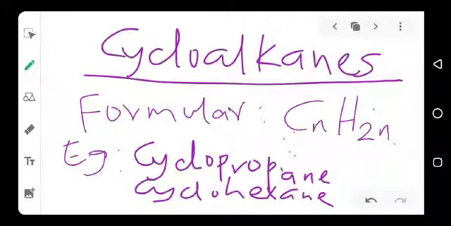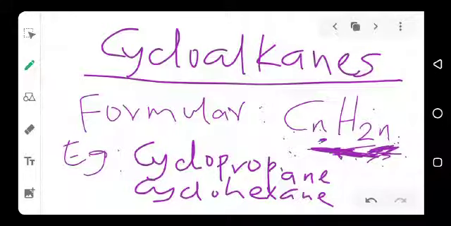Now we talk about cycloalkanes. Cycloalkanes have the general formula CnH2n. This means that for every carbon atom in the cycloalkane, there are 2 times as many hydrogen atoms present in the same cycloalkane. So this is the general formula. If you put 1 here, it should be 2 times 1 of hydrogen. If you put 2 here, it should be 2 times 2. If you put 3 here, it should be 2 times 3.